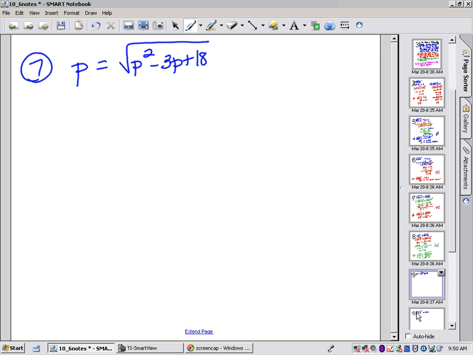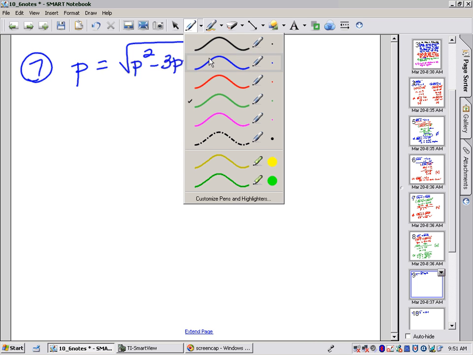Here's one that has a hideous looking problem, really. p is equal to the square root of p squared minus 3p plus 18. It might look kind of overwhelming to you, but the same process applies. We have a radical. The radical is isolated to one side, so we square both sides of the equation.